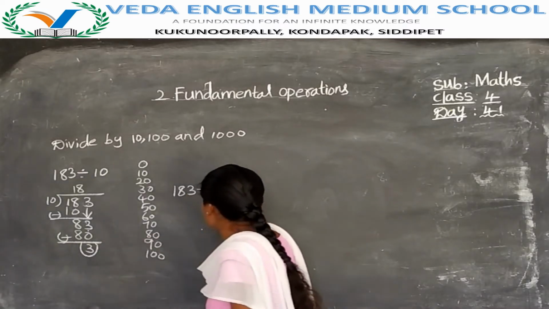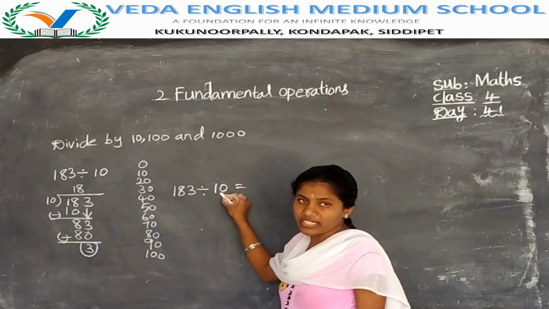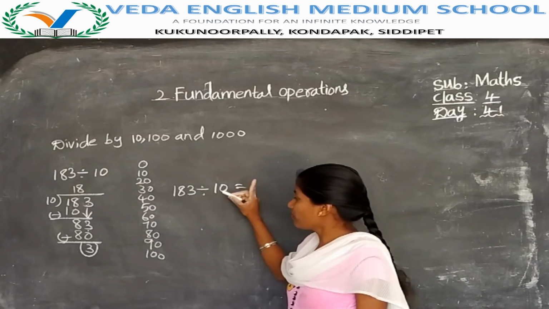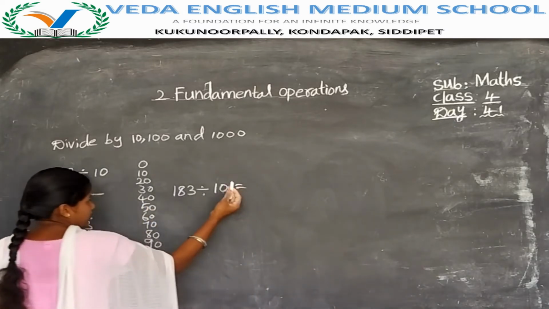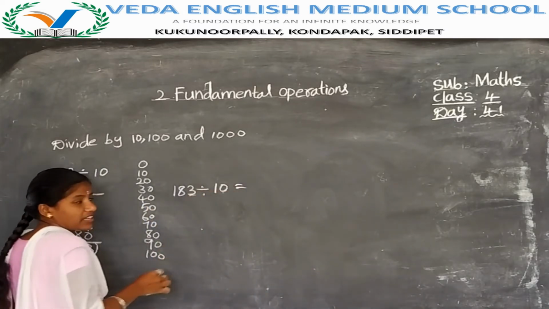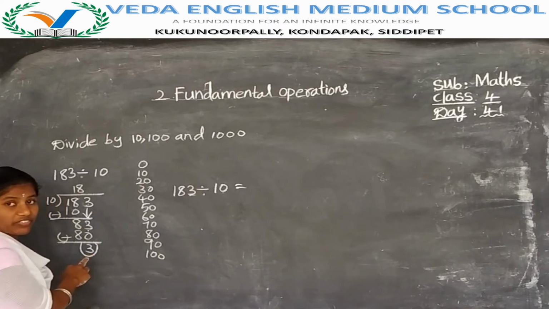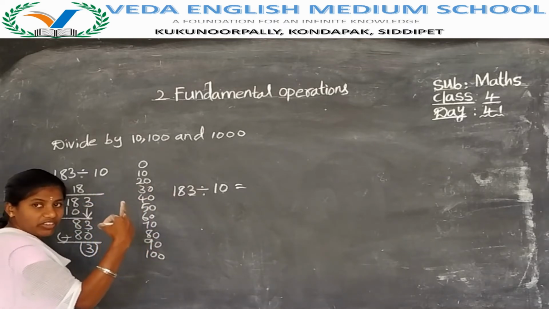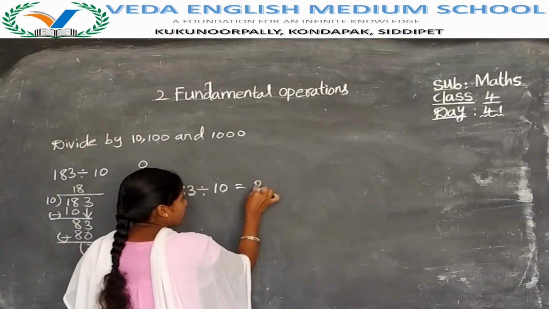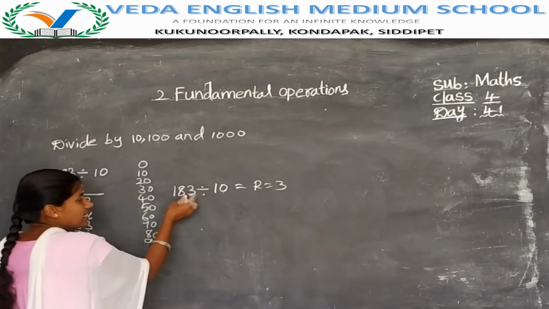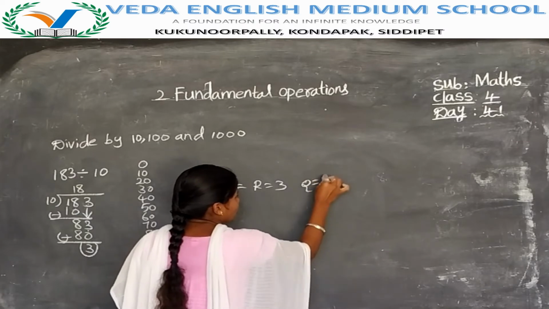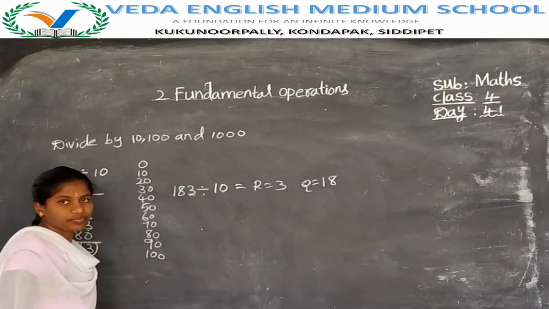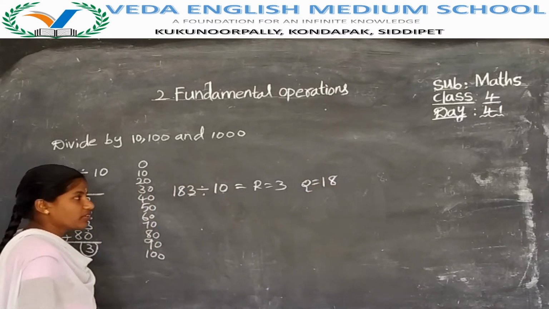If the divisor is 10, in the 10 we have only one 0. So from the right side, the first digit will become the remainder. So remainder is equal to 3. And the remaining digits are the quotient. So the quotient is equal to 18.